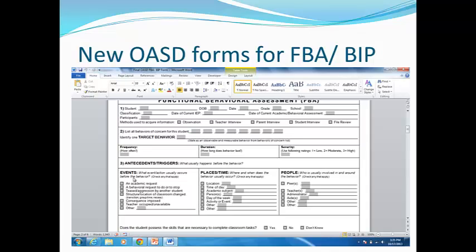Here's a look at the first page of the new district FBA form. As you can see, the form asks for student identification information along with an area to check the methods for data collection. The form then asks for a list of behaviors that are a concern from which the target behavior will be identified. The target behavior is further defined by frequency, severity, and duration. Once the target behavior is identified, the form asks for antecedents of the behavior. The antecedents are divided into the categories of events, places, times, and people. Also included on the first page is a checkbox that asks if the student has necessary skills to complete the tasks that are being asked of him or her.